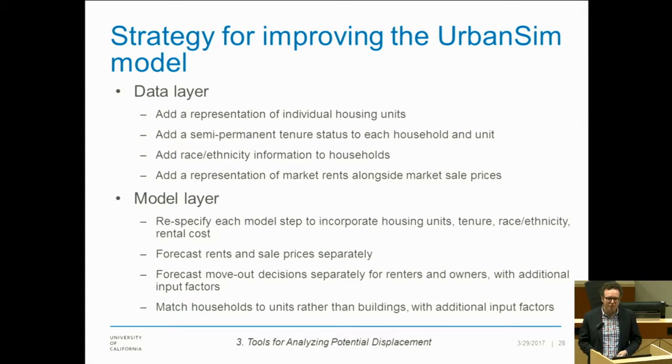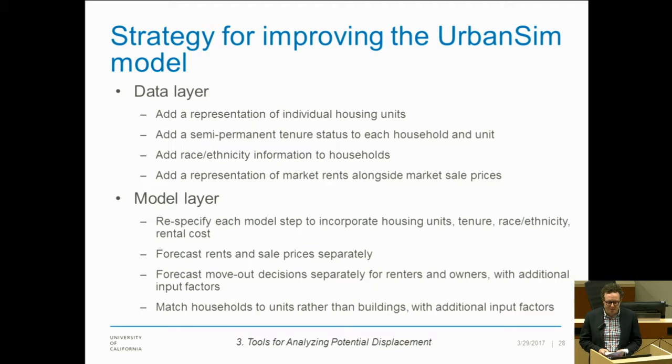So our approach for improving the Bay Area model was first to make some low-level architecture changes in the data layer, building the model up from individual housing units rather than from parcels, because that makes it easier to track tenure and some of the other variables that we needed to include. And then on the math side, we re-specified the relevant calculation steps, paying particular attention to the determinants of household moves in the projections.